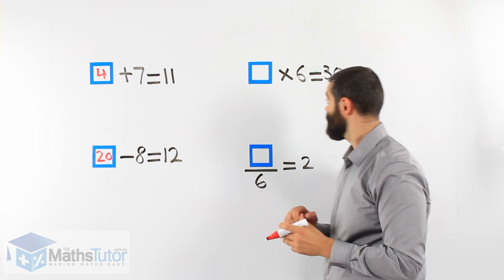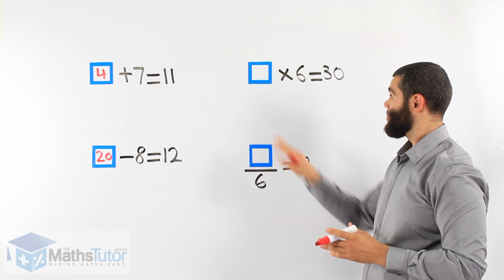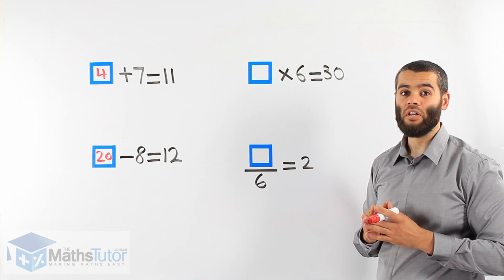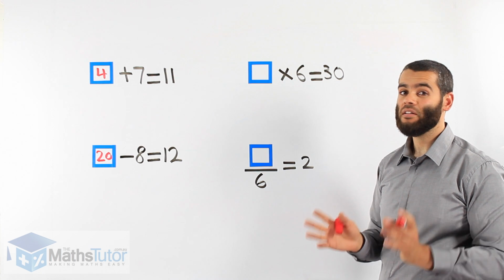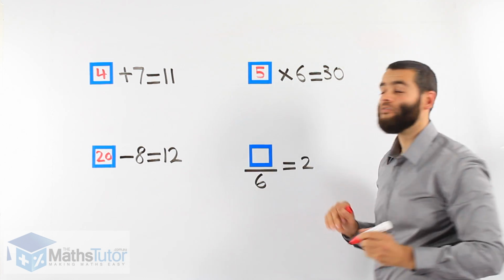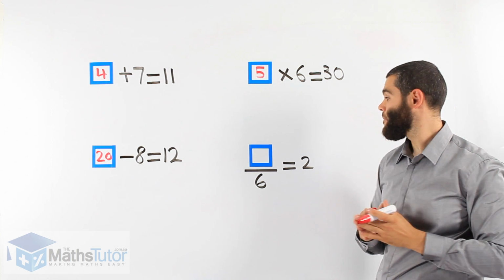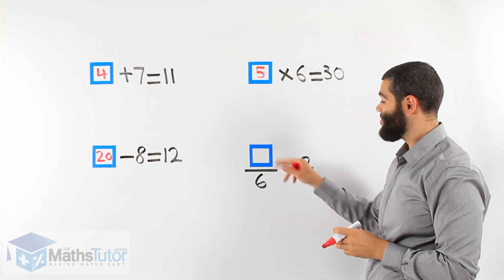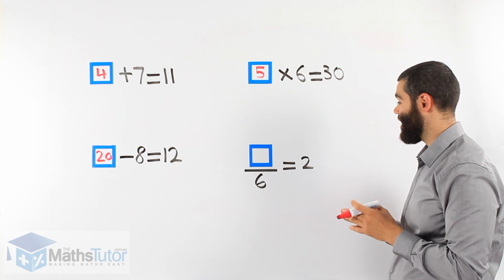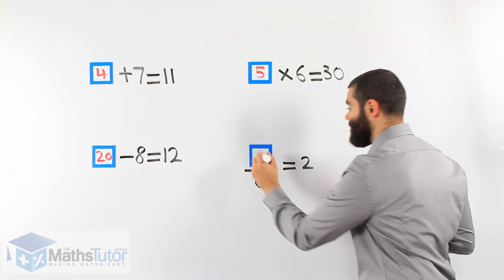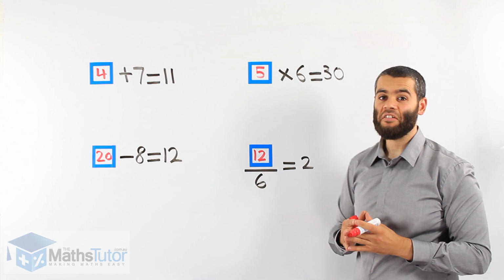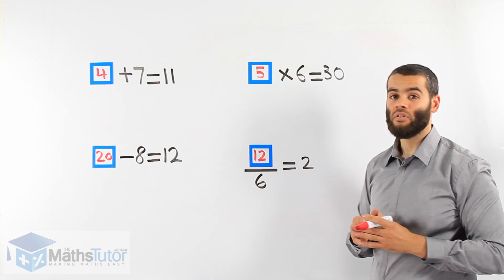Very smart. This one here, something times 6 equals 30. Please tell me you know it. Something times 6 equals 30. 5 it is. 5 times 6 is 30. Then, something divided by 6 equals 2. Oh, that's a hard one. Must be 12. 12 divided by 6 equals 2.